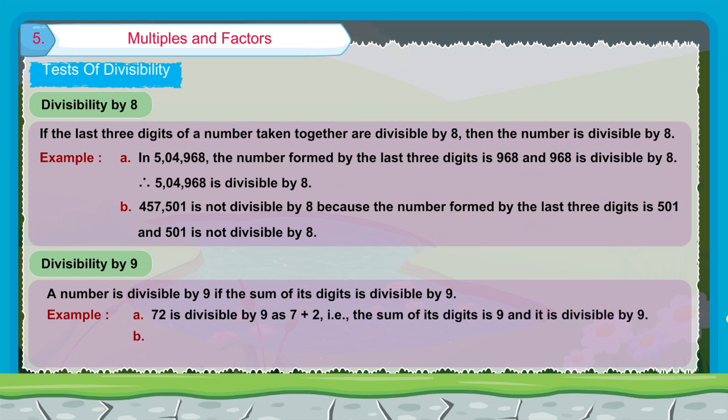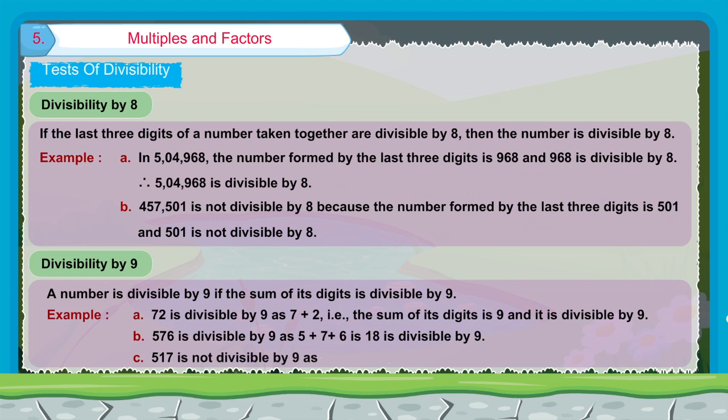B. 576 is divisible by 9 as 5 plus 7 plus 6 is 18. 18 is divisible by 9. C. 517 is not divisible by 9 as 5 plus 1 plus 7 is 13, which is not divisible by 9.